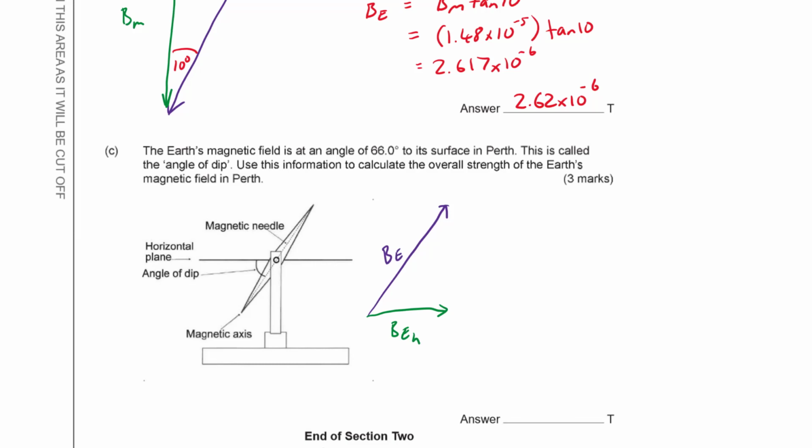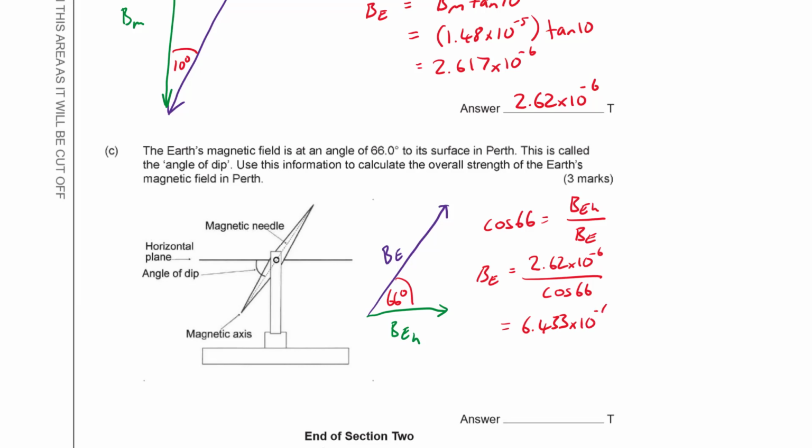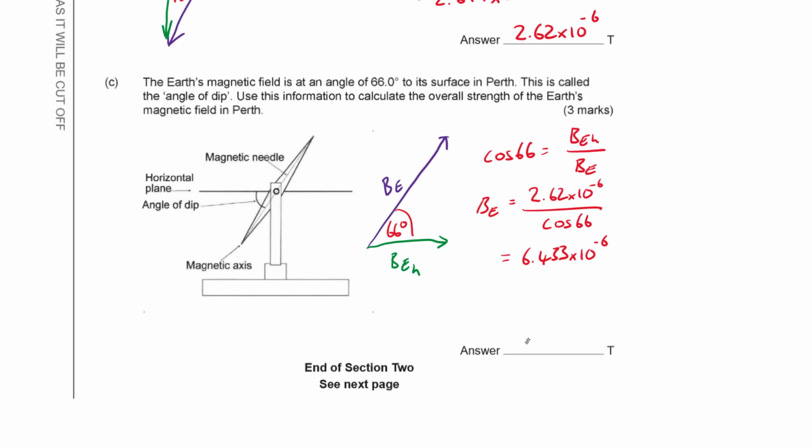Now, it tells you in the question that the magnetic field is at an angle of 66 degrees. So I'll say 66 degrees. So now it's just a trig problem, and not a very hard one at all. So cos 66 is equal to BEH over BE. So again, just rearranging, using our answer from above, and I got 6.433 times 10 to the negative 6. So my final answer, 6.43 times 10 to the negative 6. And there we go, that's section 2 done.